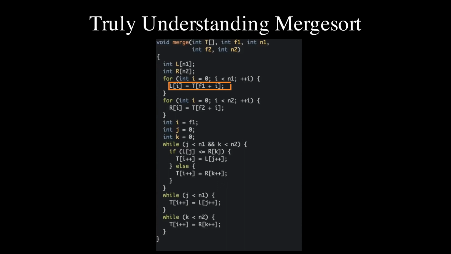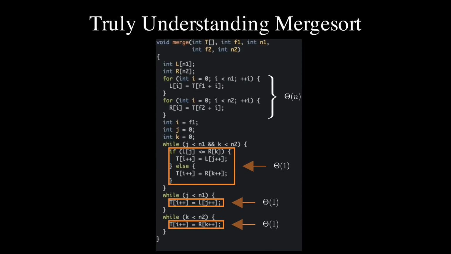The bodies of the first two loops execute in constant time. Therefore, the running time of the loops is proportional to the number of iterations, which is n1 for the first loop and n2 for the second loop. Therefore, the first loop executes in theta of n1 and the second in theta of n2. As n1 plus n2 is n, the first two loops take theta of n time. The bodies of the 3 loops below also execute in constant time each, so it is sufficient to count the number of iterations of these loops.